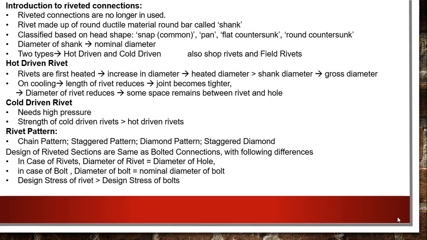In case of rivets, the diameter of the rivet is generally taken as the diameter of the hole. In case of bolts, the diameter of the bolt is called the nominal diameter of the bolt. So the basic difference is that the diameter of the rivet is considered as the diameter of the hole, and in case of a bolt, the diameter of the bolt itself is called the nominal diameter. Okay. The design stress of a rivet is greater than the design stress of a bolt. The main difference between the rivet and the bolt is that rivets have no threads and the bolt has threads at the end. Okay.